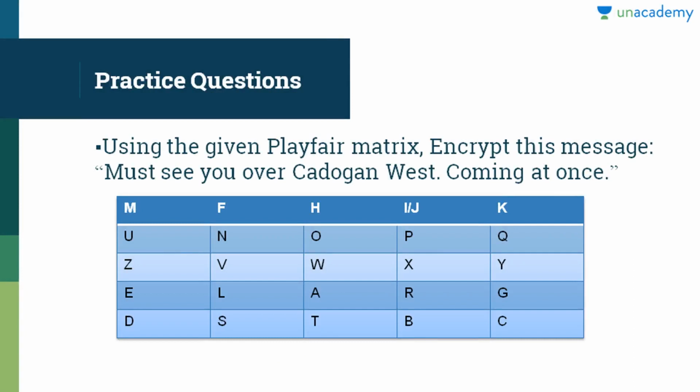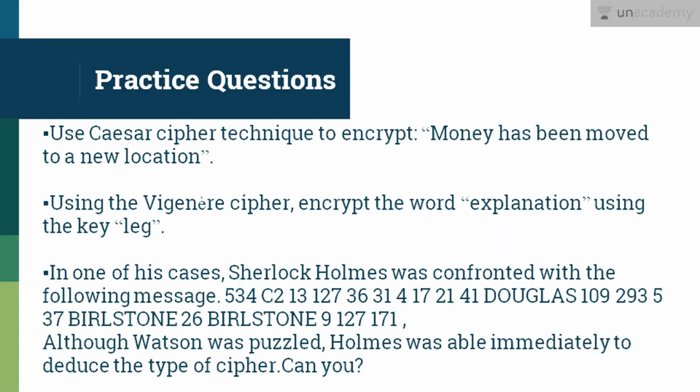Next question is regarding the Playfair matrix. This is really important and I would want you all to practice it once. So the Playfair matrix is already given, and using this matrix you have to encrypt a message which is: must see you over Cadogan West coming at once. So these are a couple of practice questions which, if you're able to do, I think you'll have a good grasp on the entire cipher techniques which I have told so far.